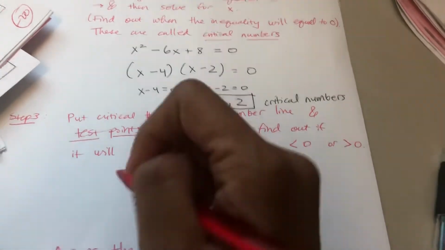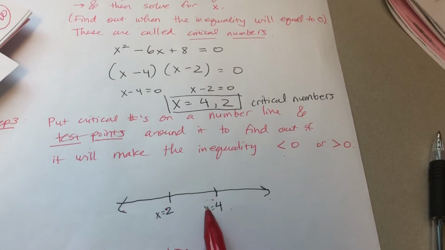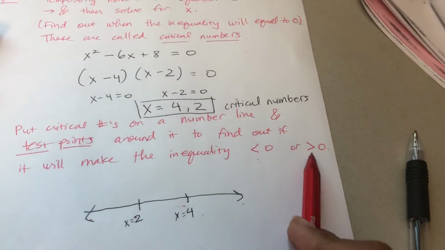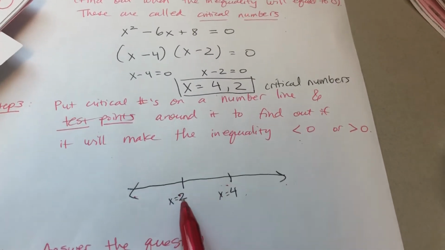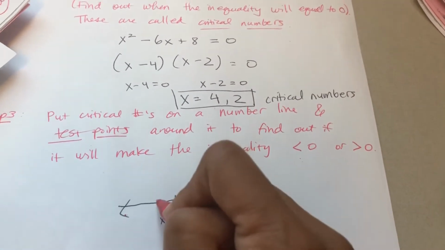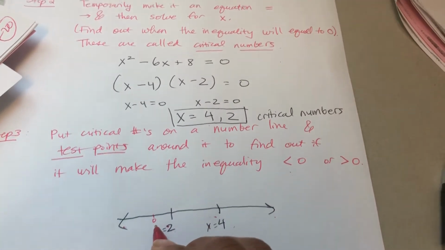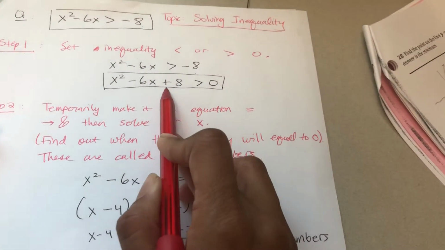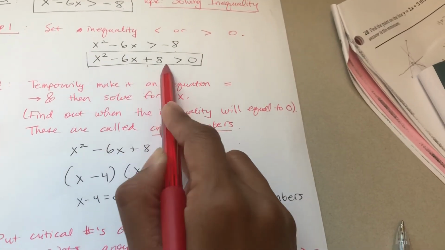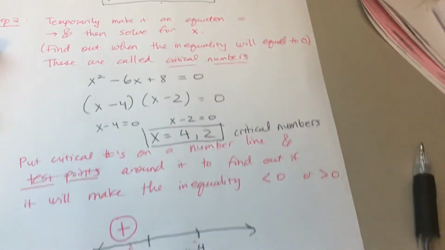So I'm going to test points before, between, and after to see if I will get a positive or a negative number. In other words, will it be greater than 0 or less than 0? Here I'm going to test a point less than 2. Let's pick x equals 0. If I let x equal 0 and plug it back into this inequality, you can plug it in here or in here. If I plug 0 in here, I get 0 minus 0 plus 8, which gives me 8. So 8 is a positive number, so I'm going to put a positive.